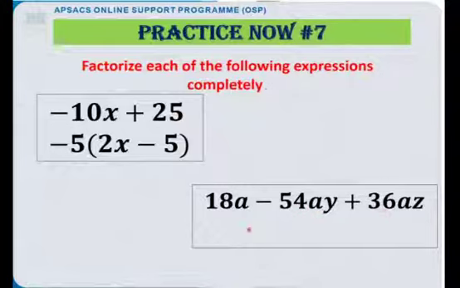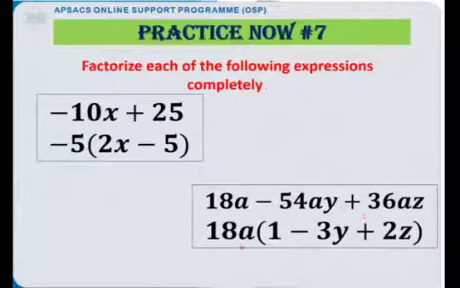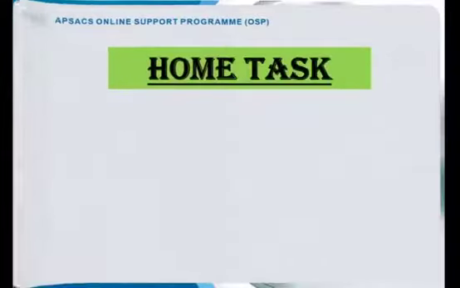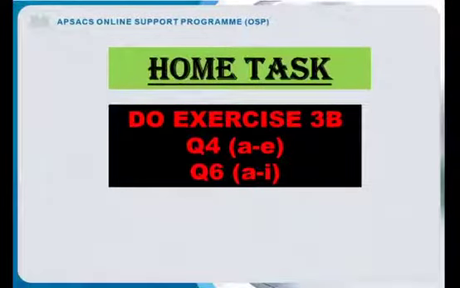Now you can see with the constant, one variable is also common, like 18a. A is the common which is coming in all three terms. So how are we going to take the common? See, 18a, 1, 18 3s are 54 and 18 2s are 36. Clear? Now you have to practice exercise 3b, question 4 A till E and question 6 A till I.